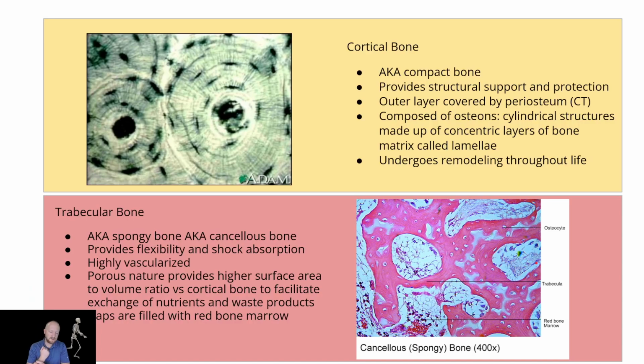So our bone tissue, I've already brought up cortical and trabecular. We'll differentiate them a little more. So cortical bone, aka our compact bone, provides the structural support and protection. It's covered by that periosteum connective tissue. Composed of osteons. I have another slide on osteons, so I won't get too specific. Cylindrical structures made up of concentric layers of bone matrix called lamellae.